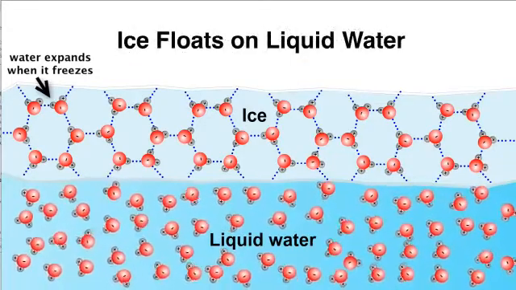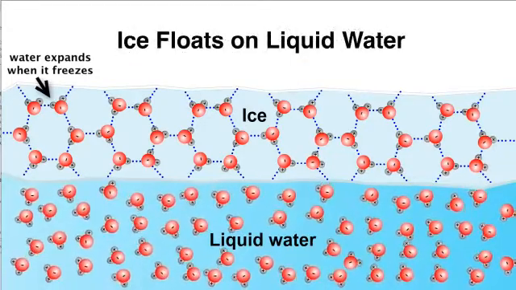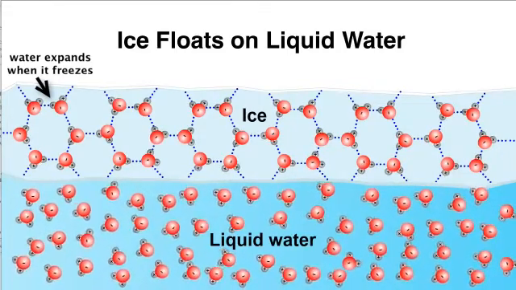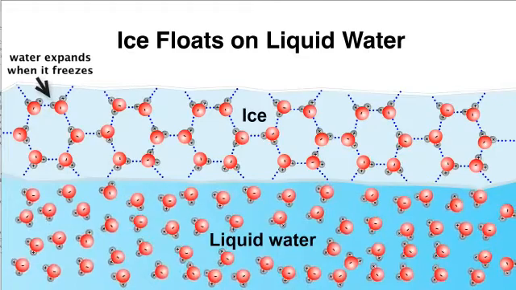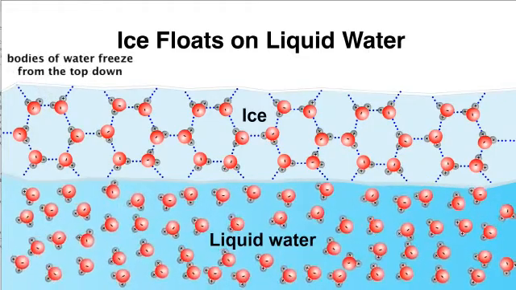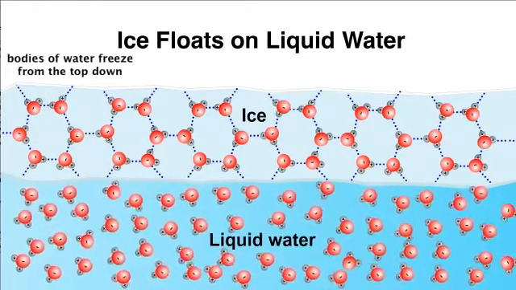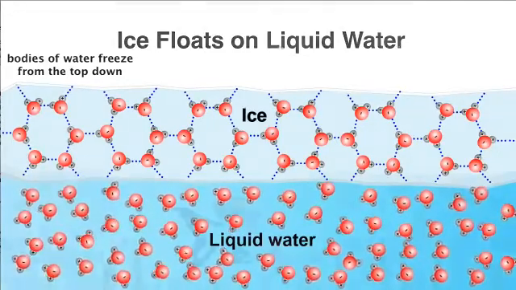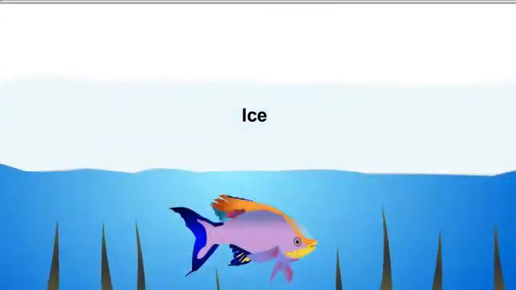on liquid water. If ice were more dense than water, it would sink, and ponds and lakes would freeze solid, making life there impossible. Instead, bodies of water always freeze from the top down. The ice on the surface acts as an insulator to protect the water below from freezing. This protects organisms so they can survive the winter.